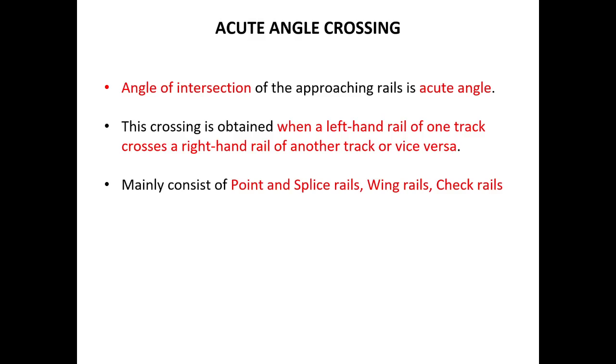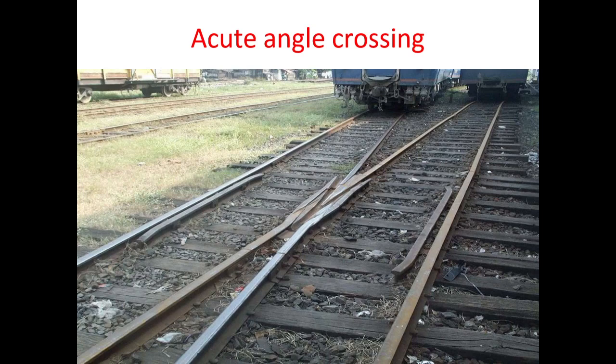So acute angle crossing mainly consists of point and splice rails, wing rails and check rails. See, this is the image showing the acute angle. This angle is acute.